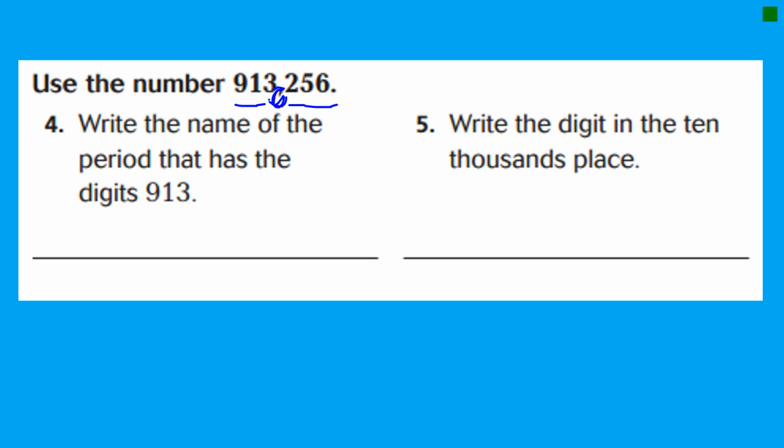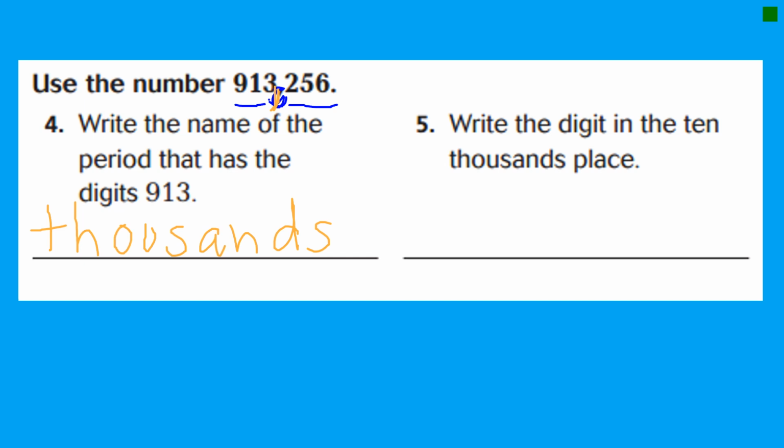Number 4, write the name of the period that has the digits 913. Now the periods are the 3-digit clusters that are separated by commas. So we just said a second ago that we said 1,000 when we used that comma. So 913 is in the thousands period or cluster of 3. Thousands. Okay.